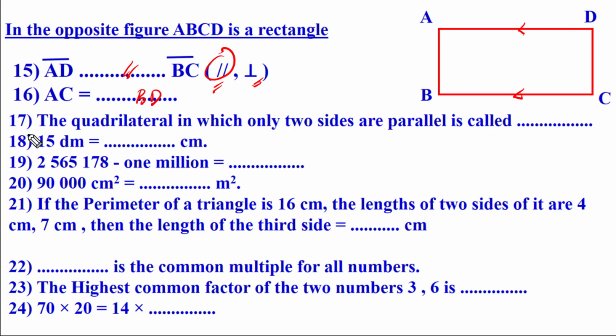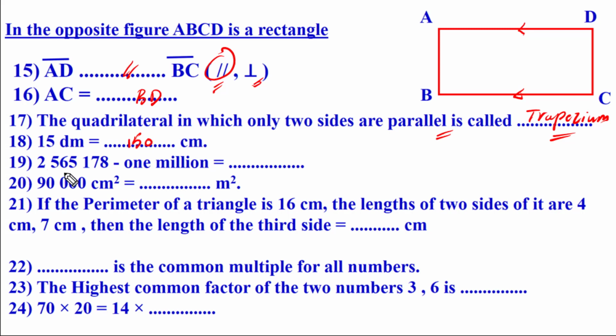Number 17, the quadrilateral in which only two sides are parallel is called what? Is called trapezium. We studied before. Just we have here two sides are parallel and not equal in length. 15 decimeter equals what? Centimeter, guys. To convert from decimeter to centimeter, we will multiply by 10, so it will be 150 centimeter.